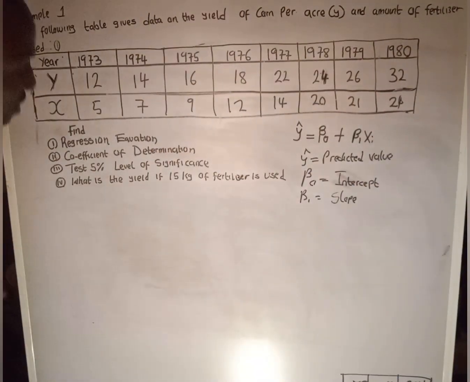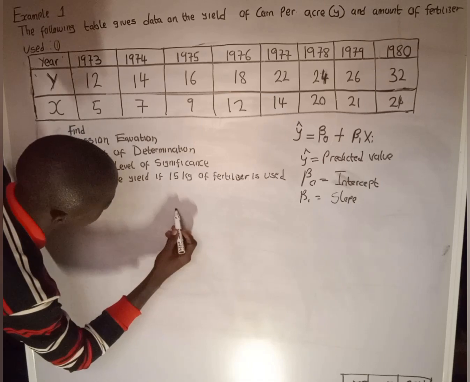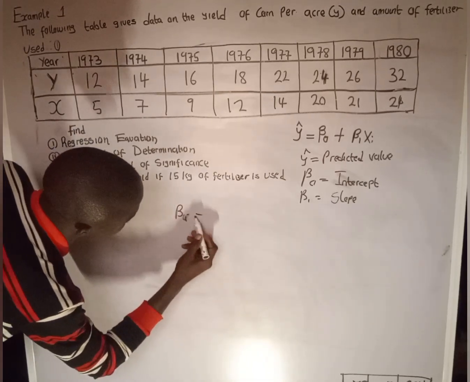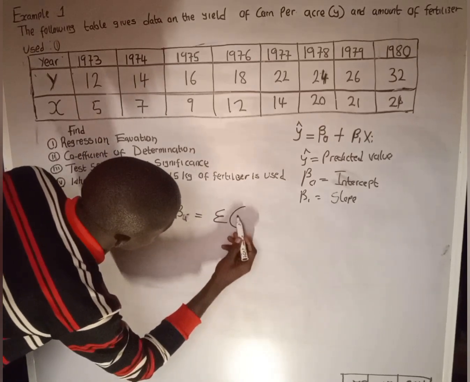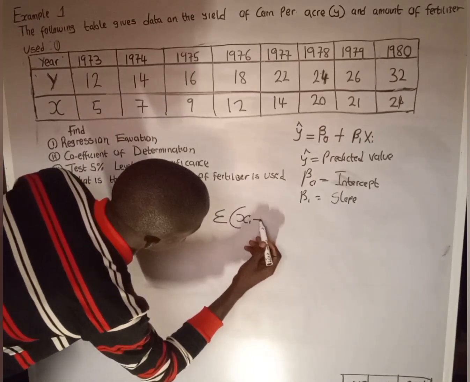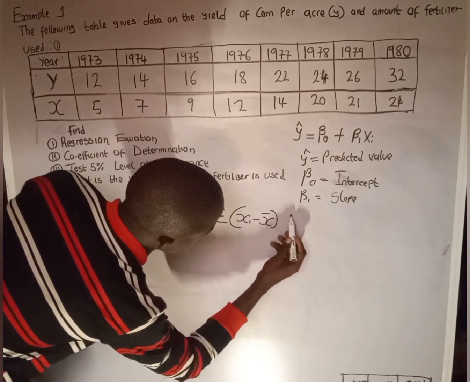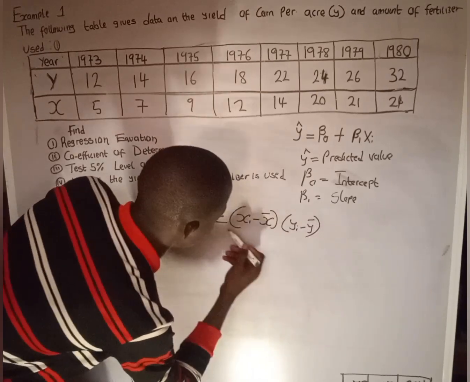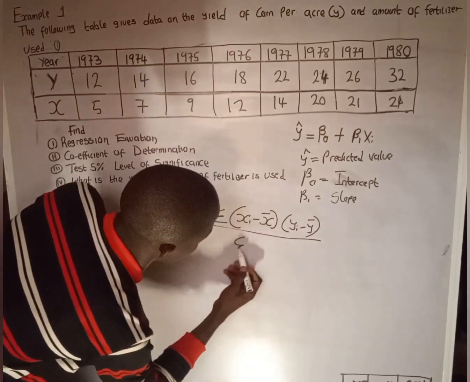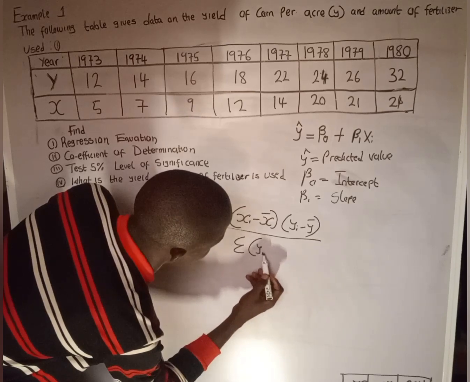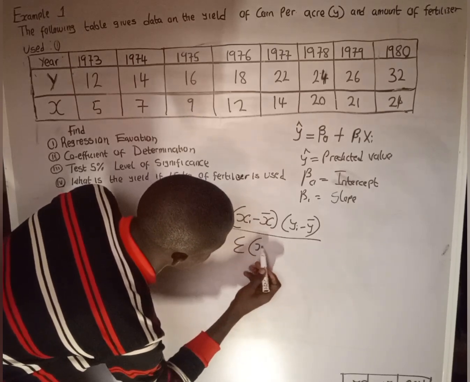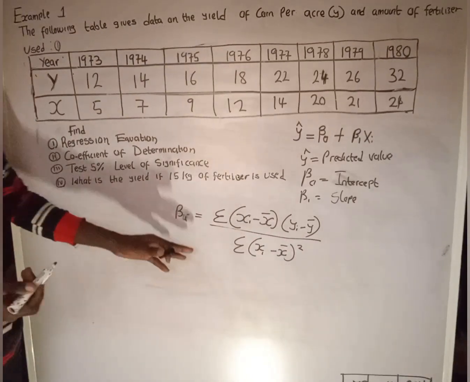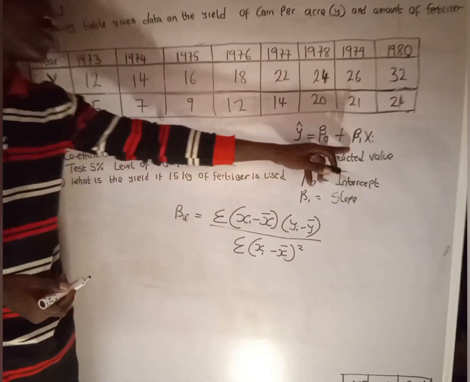The slope is given by the summation of (x minus x bar) into (y minus y bar) all over the summation of (x minus x bar) all squared. This is the formula for the slope of the regression equation.